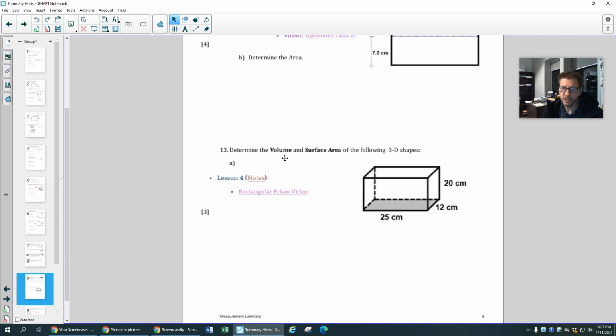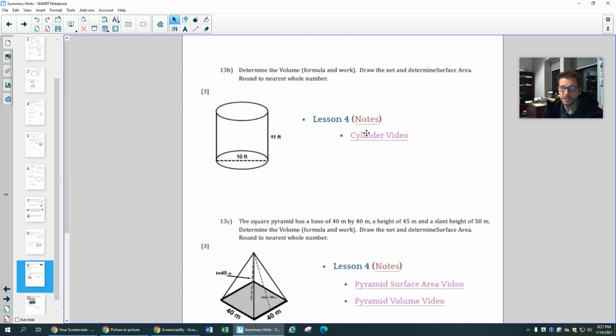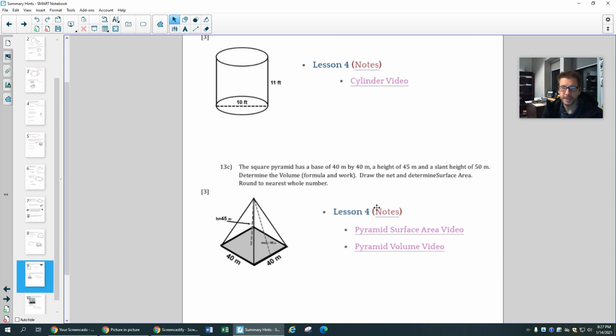Question 13, make sure you're doing volume and surface area. Again, it goes back to lesson 4. This is a rectangular prism. If you go to the next shape, it's a cylinder. So again, check your notes on cylinders or watch the cylinder video. Make sure that you've got some formula and some work. Make sure you're doing both volume and surface area.